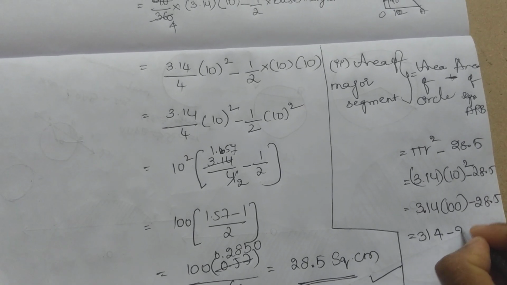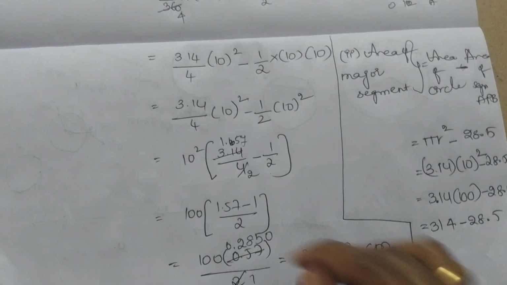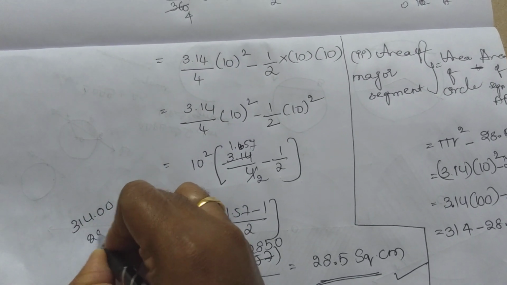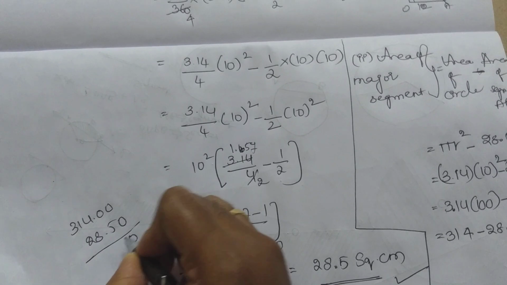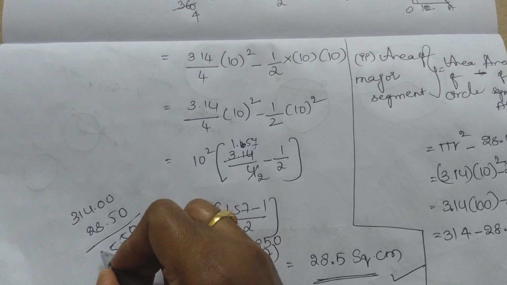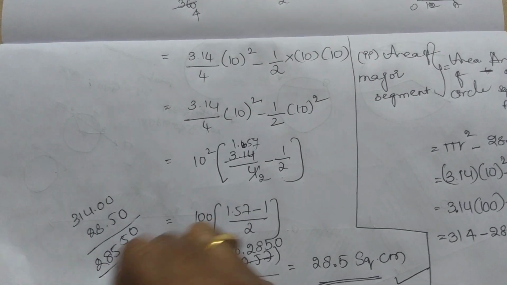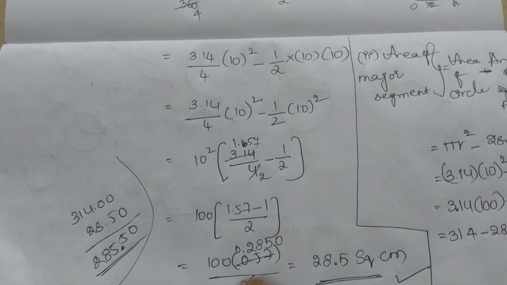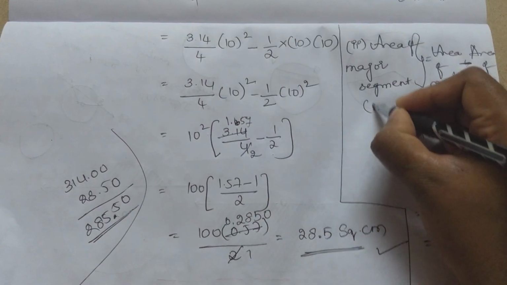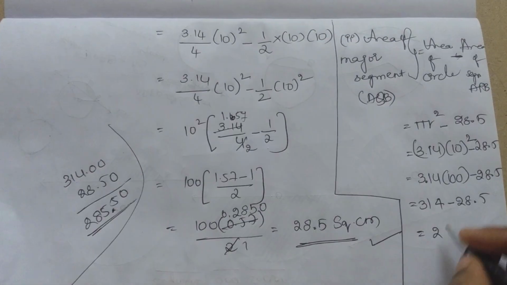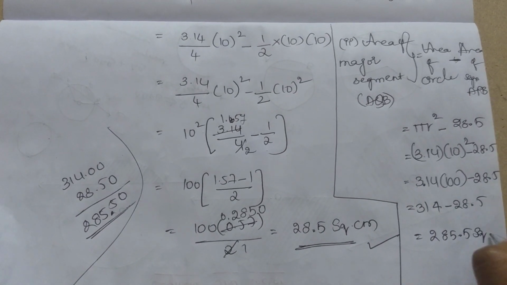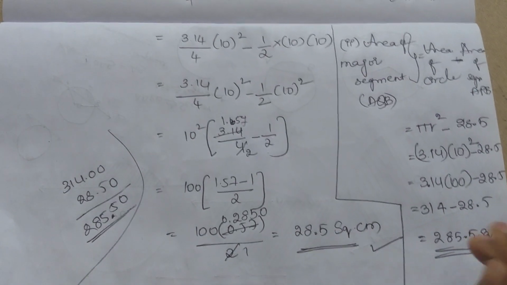So 314 minus 28.5. So let's see, 314.00 minus 28.50. 0, it is 5, 10 minus 5, 5, 13 minus 8 also it is 5. So 10 minus 2 it is 8, 2. See here, this is rough work I have written. So the answer will be area of major segment. What is that? It is AQB. AQB equals 285.5 square centimeters. So this is the solution.